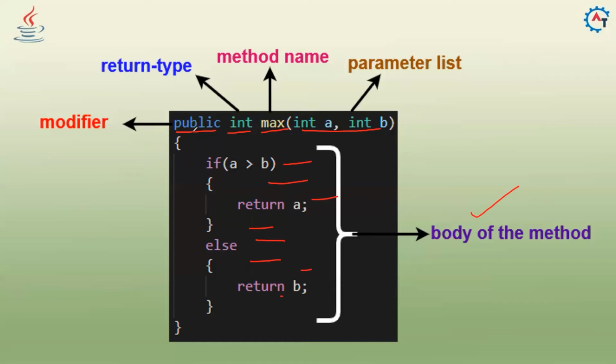Okay. So this is return type. Sorry, this is modifier. This is return type. This is method name. These are parameters. And this is the body of your method, these are all statements, collection of statements. Okay.